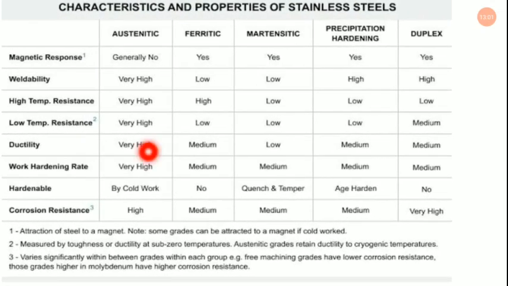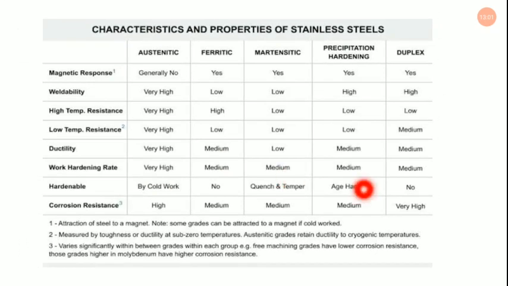Now, for ductility, austenitic is very high, ferritic is medium, martensitic is low, precipitation hardening is medium, and duplex is medium. Now, work hardening rate is very high for austenitic, for ferritic it is medium, for martensitic it is medium, for precipitation hardening it is medium, and for duplex it is also medium. Now, for austenitic, hardening is by cold work. For ferritic it is no. For martensitic it is quench and temper. For precipitation hardening it is age hardening. For duplex it is no.